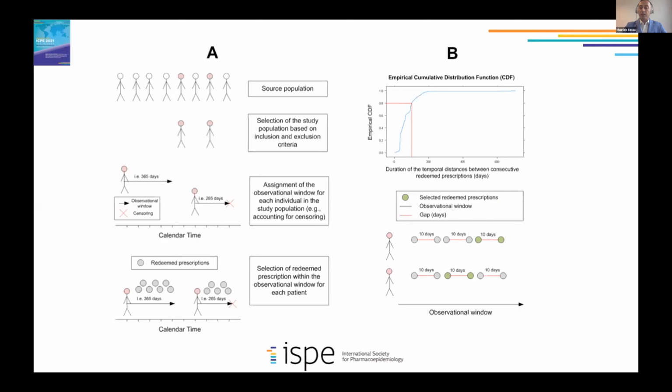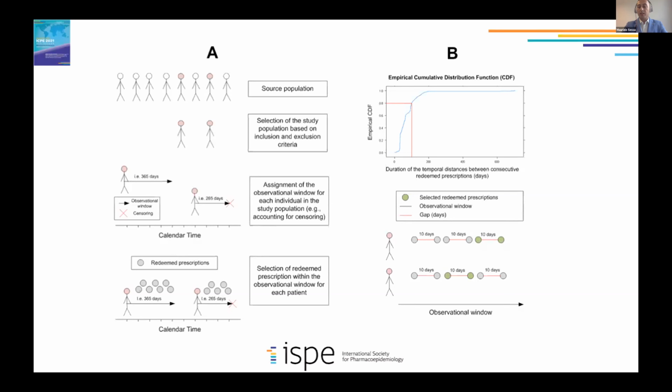And as you can see in the bottom of panel B, I've provided 2 examples. Both individuals redeemed 6 prescriptions during the observational window, the gray dots. But for patient 1, we will randomly select only the 5th and the 6th prescriptions, while for the second patient, we will only select the 3rd and the 4th. Then we will calculate the number of days between these 2 prescriptions, and this procedure will be done for all the individuals in the study population.